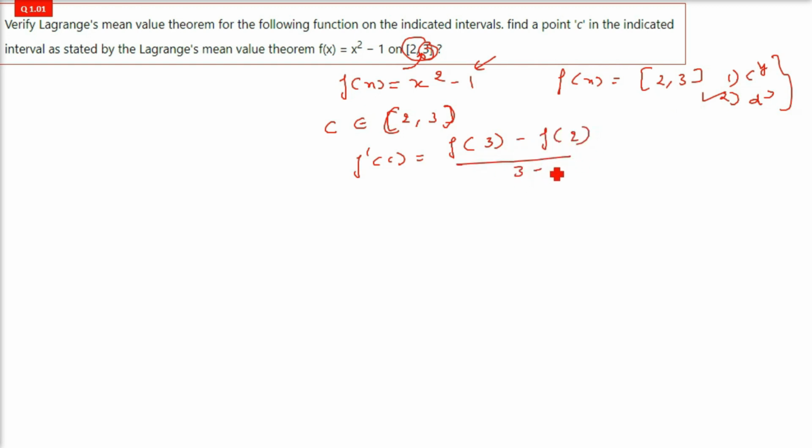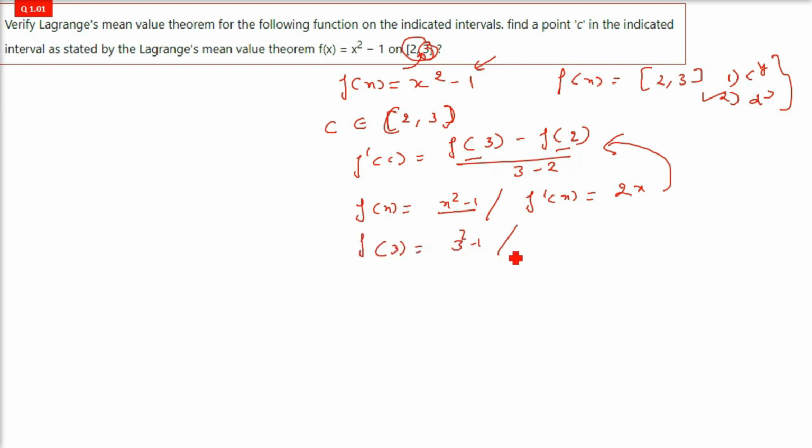So (f(b) minus f(a)) by (b minus a): f(b) is f(3), f(a) is f(2), and b minus a is 3 minus 2. This f(x) is x squared minus 1. You have to find f'(x). Differentiation of x squared minus 1 will be 2x, and that has to be equated to (f(b) minus f(a)) by (b minus a). What is f(3) here? You put it in the original equation, x squared minus 1. So you get 3 squared minus 1, which is 9 minus 1, that is 8. f(2) will be 2 squared minus 1, that is 4 minus 1, equal to 3.